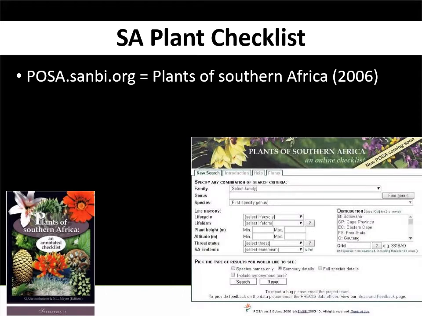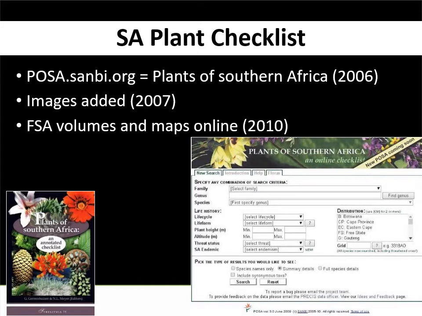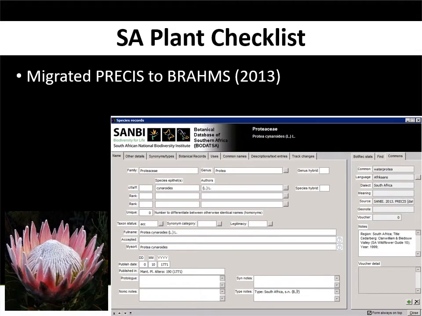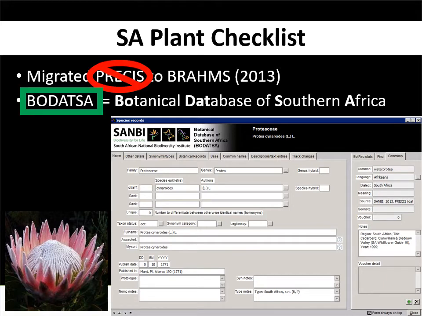The annotated Southern African backbone was made available online in 2006. And two website upgrades saw the additions of plant images, distribution maps, and text from the Flora of Southern Africa volumes. And updates were regularly made up to February 2013. During this time, data from PRECIS was migrated to a BRAHMS platform, and the plant database was renamed as the Botanical Database of Southern Africa, or BODATSA for short.